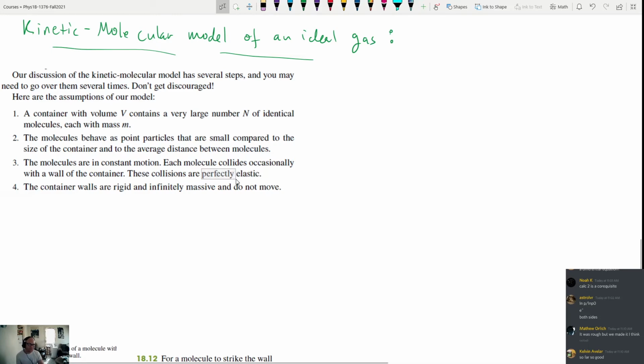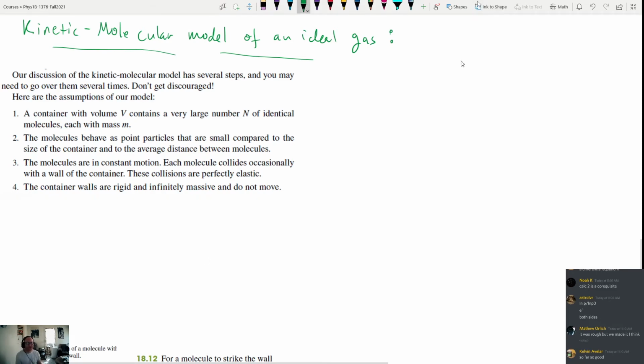I don't think you need to use the word "perfectly," do you? You could just say elastic, because we said that elastic collisions are ones where no energy is lost, right? We're also going to assume that the container walls are rigid and infinitely massive and do not move.